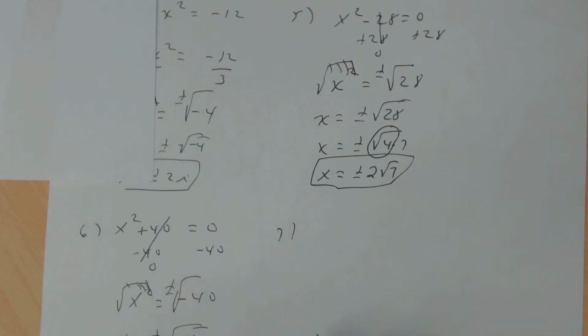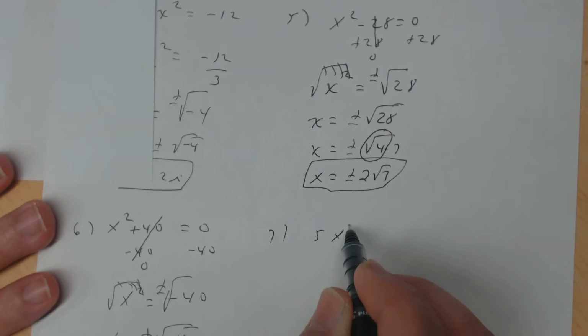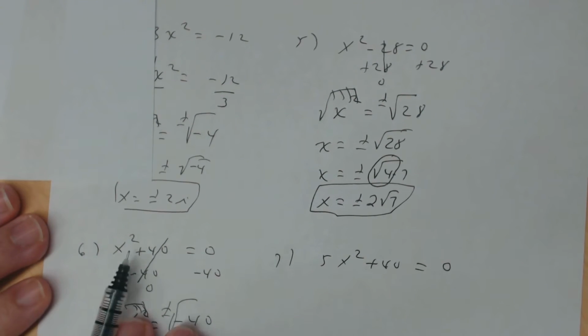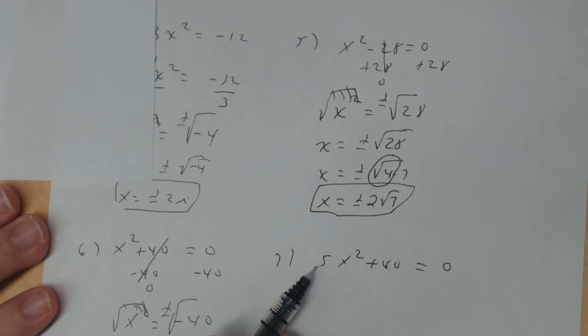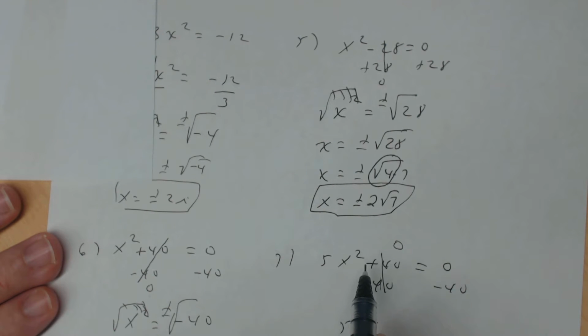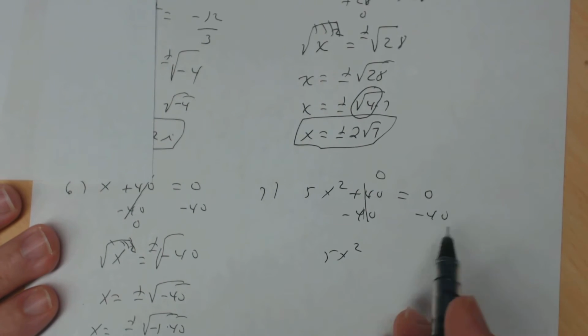All right. Number 7. Okay, number 7, you have 5x squared plus 40 equals 0. All right, so it's very similar to number 6, except this time x squared has a coefficient of 5 instead of a coefficient of 1. So the first thing you're going to do, though, is to subtract 40 from both sides. So when you combine like terms, that's a 0. So I get 5x squared on the left side, and then 0 and negative 40 is a negative 40.